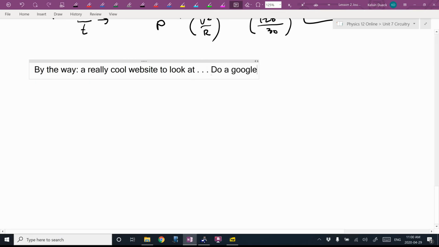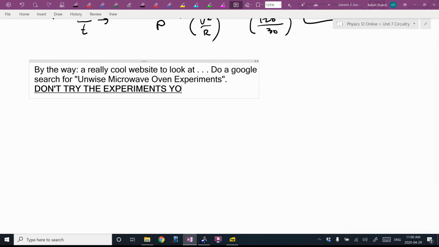Do a Google search for unwise microwave oven experiments. This is a website, I think it's run by a prof at the University of Washington, but I also need to do the old reliable: don't try the experiments yourself at home. But there's some really neat stuff you can do with a microwave oven.